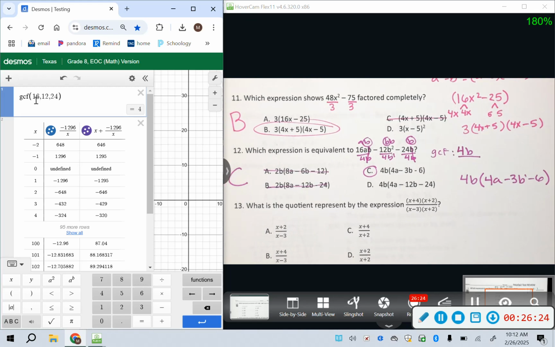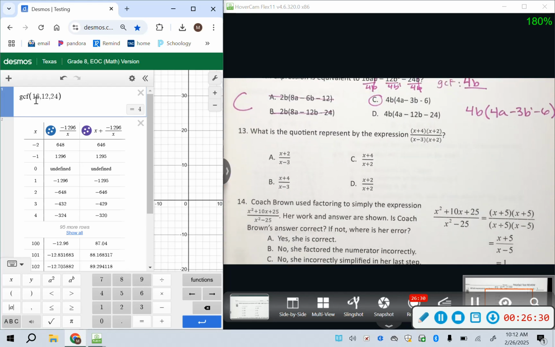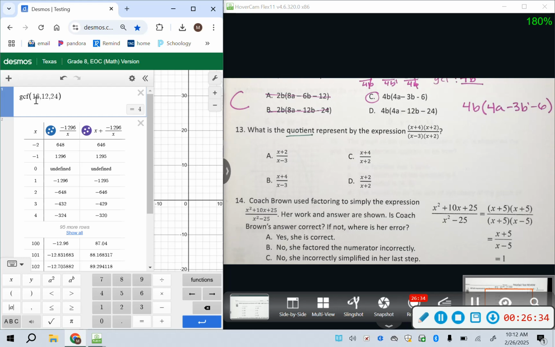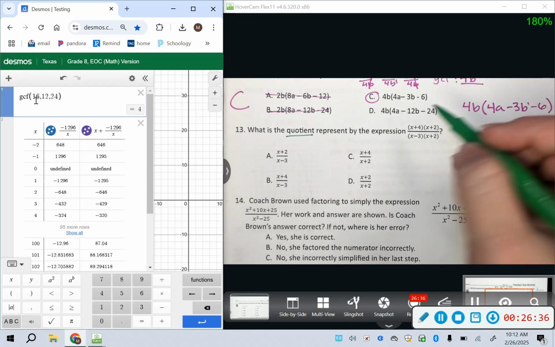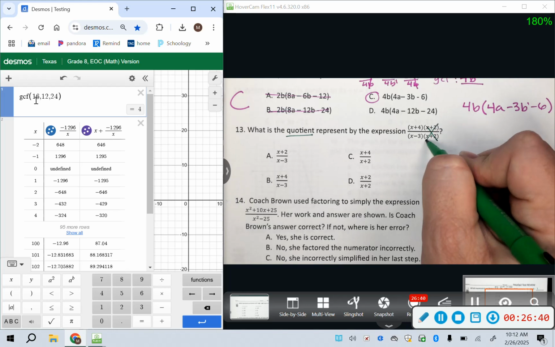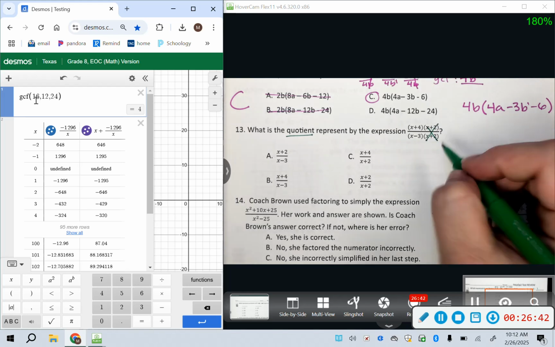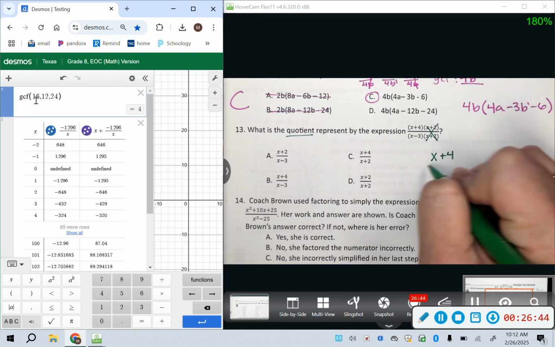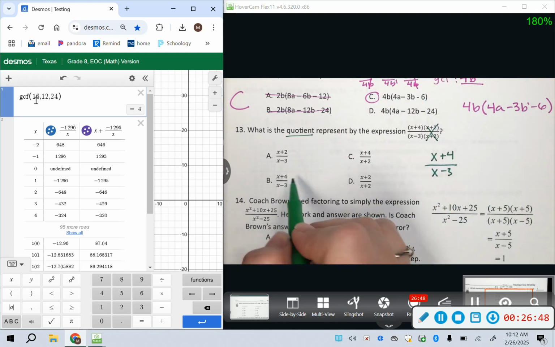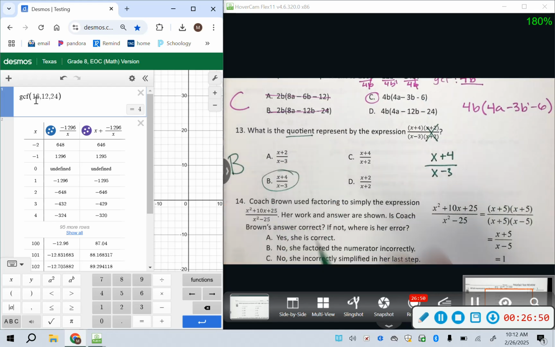Okay, so let's look at number 13. Now, 13 is already factored for me, so this is like the best problem ever. So it says, what is a quotient? Just means we're going to simplify to find our answer when we divide, represented by here. So x plus 4 is not x minus 3, but x plus 2 is matched. So we're left with x plus 4 over x minus 3. Nothing else simplifies. So my answer is B. We really like that problem.